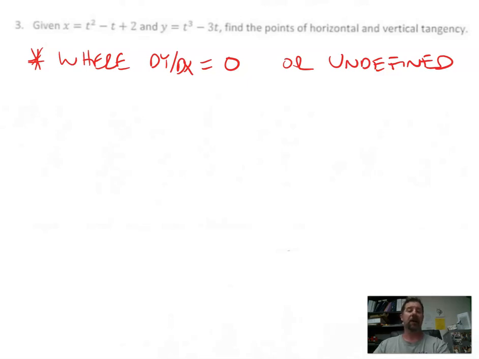So now we got to go find our derivative. And maybe that's not 100% true, because I know, again, dy/dx is y prime over x prime, and we know that dy/dx is going to equal 0 when the top, or y prime, is equal to 0.